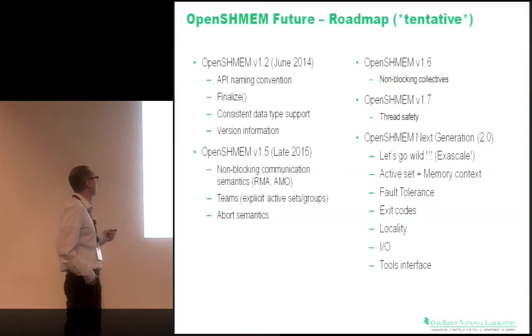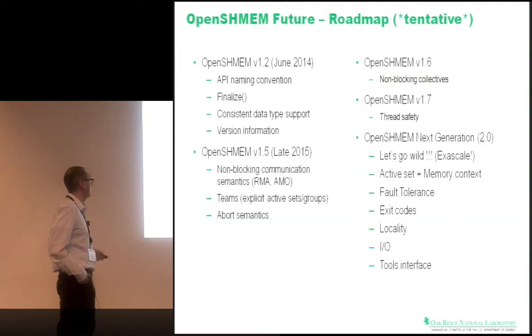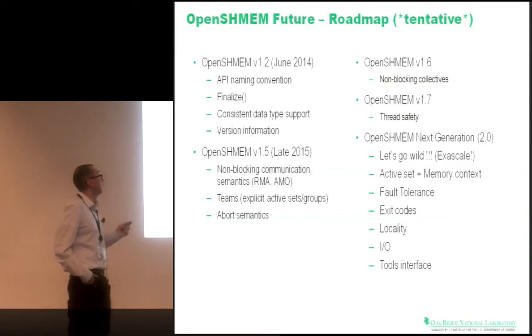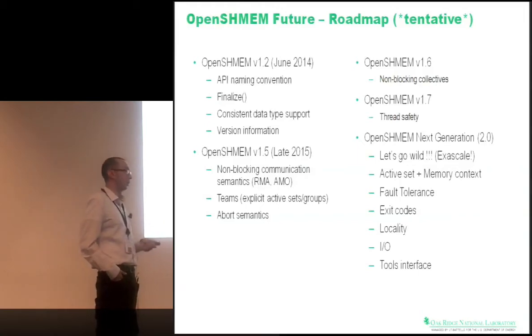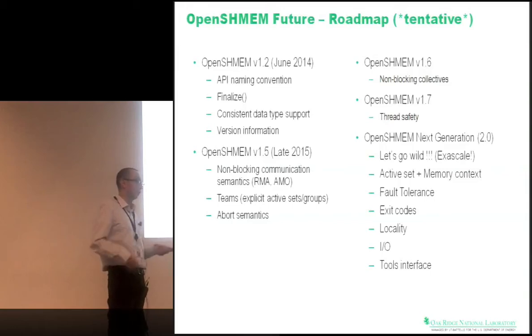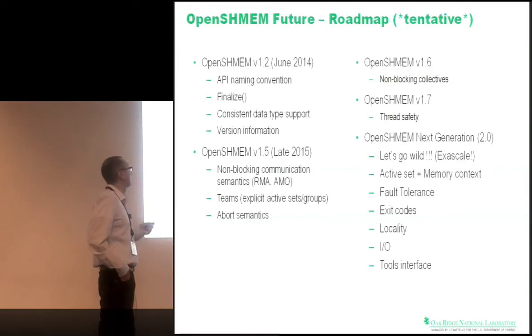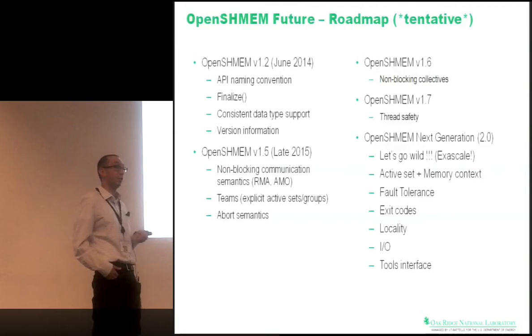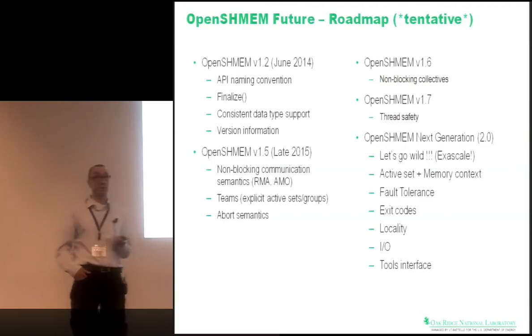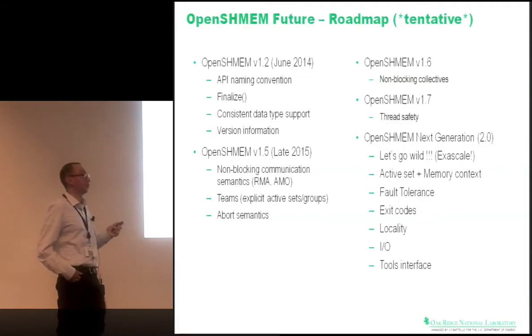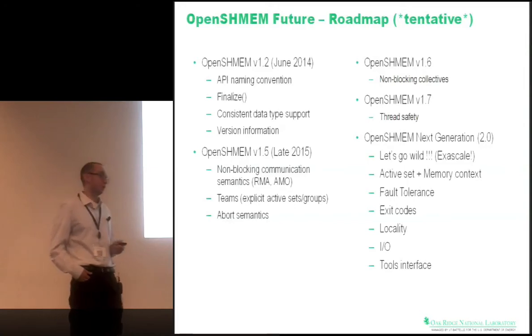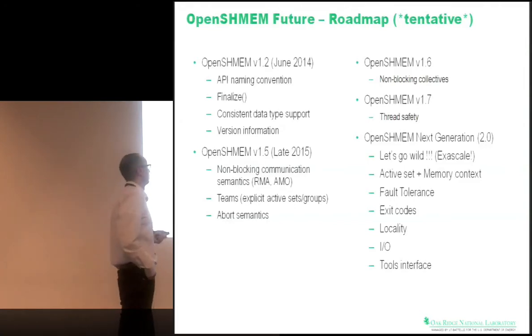We have planned more aggressive changes, like non-blocking communication for puts, gets, atomics, definition of teams, support semantics. In 1.6, we consider introducing non-blocking collectives. 1.7, thread safety, but we actually get a lot of pressure from the community for thread safety. So we are going to increase the priority of this work, and we'll try to release it as soon as possible.